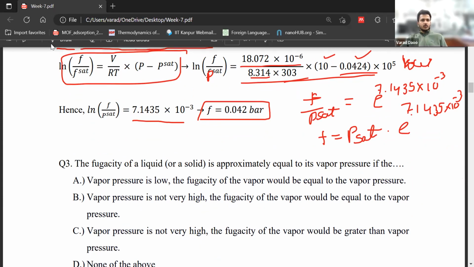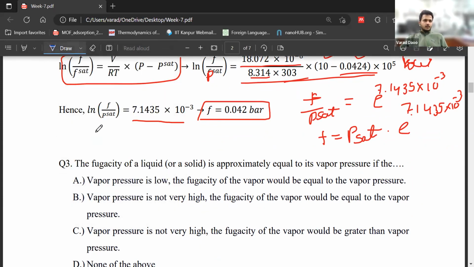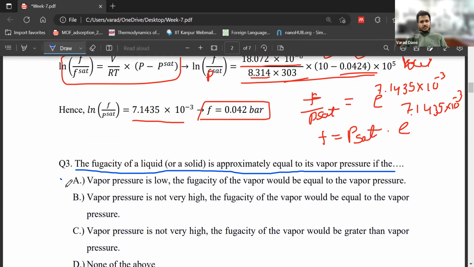So next question is a theoretical question. What we are asked: the fugacity of a liquid or a solid is approximately equal to its vapor pressure. Option A: if vapor pressure is low, the fugacity of vapor will be equal to vapor pressure. Option B: vapor pressure is not very high, the fugacity of liquid will be equal to vapor pressure. Option C: vapor pressure is not very high, the fugacity of vapor will be greater than vapor pressure. Or option D, none of the above.